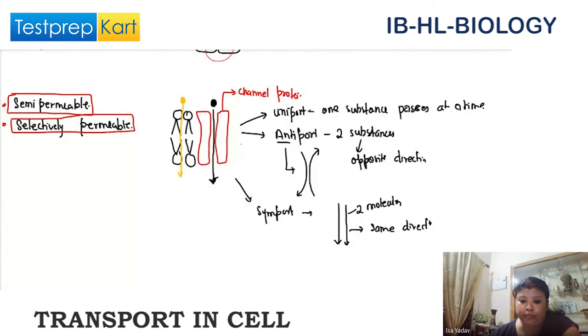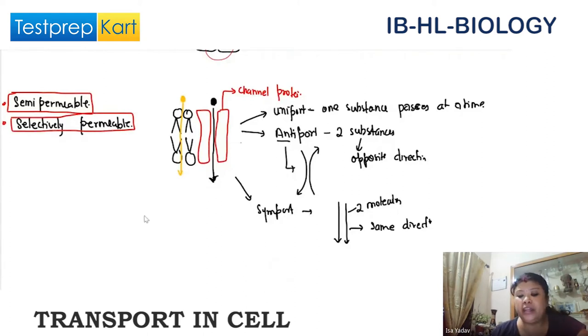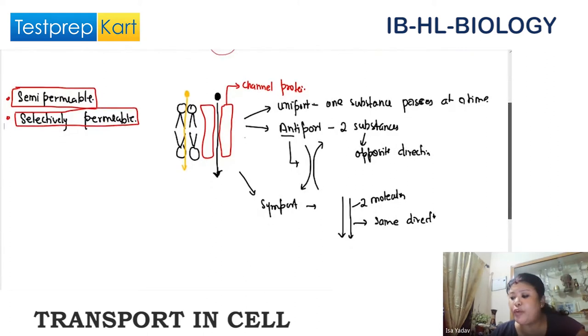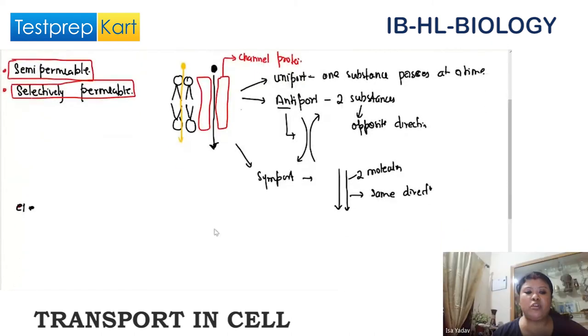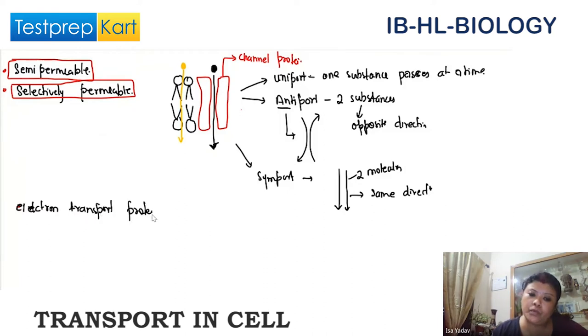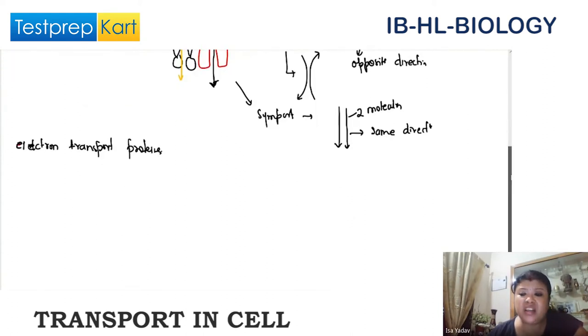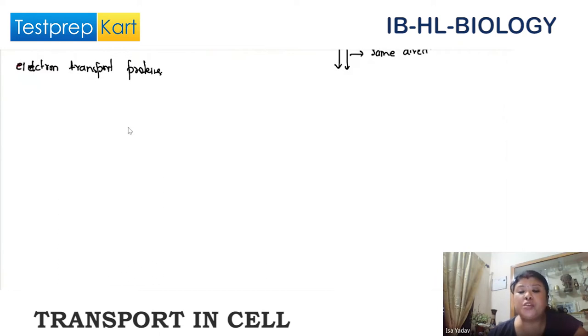Next, we see that there are some carriers which are called electron carrier proteins, or electron transport proteins. We see these in the thylakoid membrane of the chloroplast, where the process of photosynthesis occurs. This is the chloroplast where the process of photosynthesis will occur.